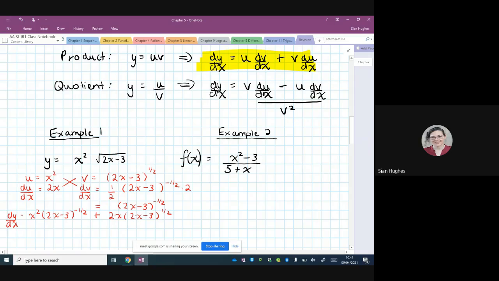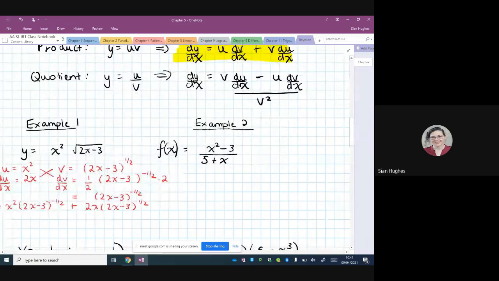And this is our derivative, so we need to make sure we write dy by dx equals. So it's very clear we found the derivative. There are ways to simplify this expression, but you're generally not going to be asked to do that. So I'm quite happy to leave this answer as it is.